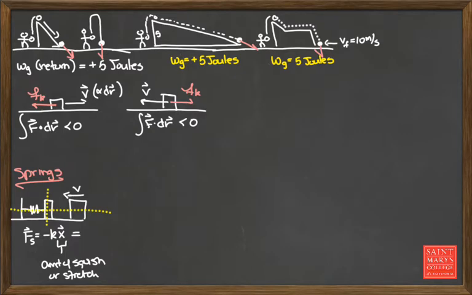Sometimes you might see this written like this, or I could write it as x minus x naught, where in this case, this is the equilibrium position, and then this is your current position.